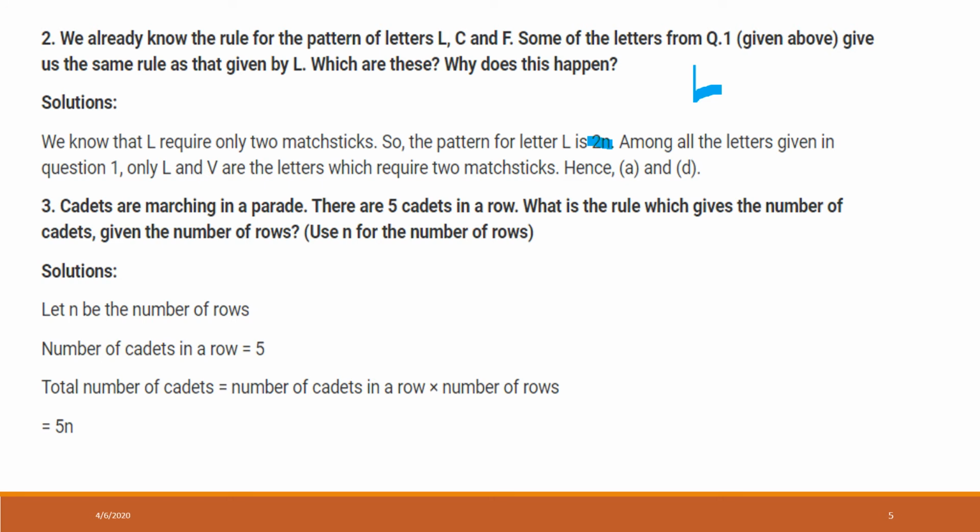Question number 3. Cadets are marching in a parade. Cadets are soldiers who are getting training. They are marching in a parade. There are 5 cadets in a row. So they make rows just like the students make rows in assembly. So there are 5 cadets in one row. What is the rule which gives the number of cadets given the number of rows? Use n for the number of rows.